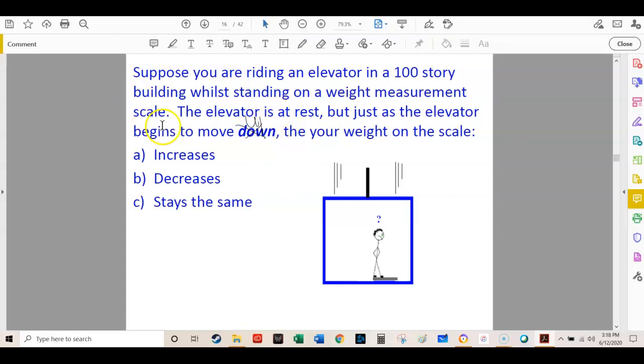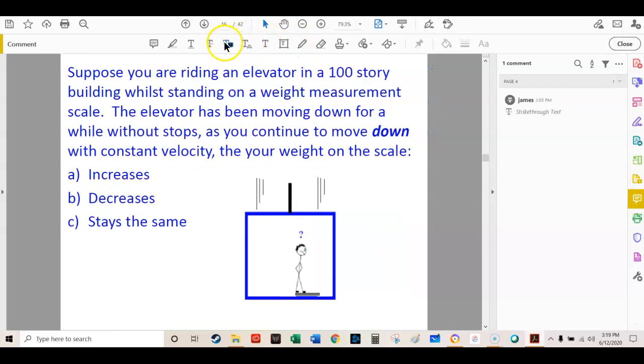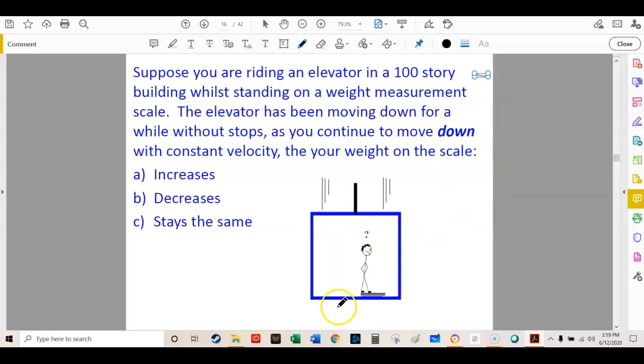Let me do something here. So let's say that you're on that elevator and you're moving upwards. You were accelerating upwards and you were feeling heavier as you were accelerating upwards because the bottom of the elevator was forcing you up. And I'm going to change this to up.